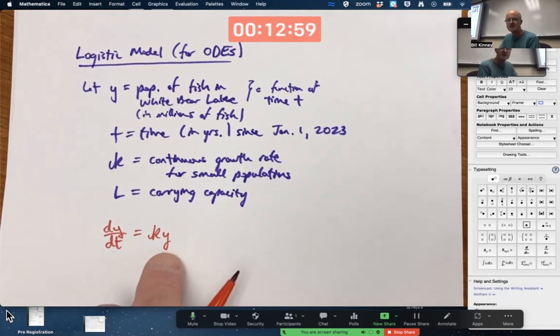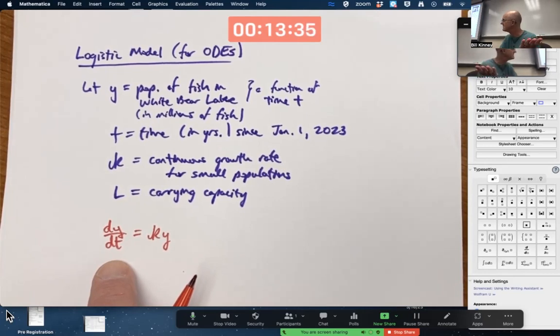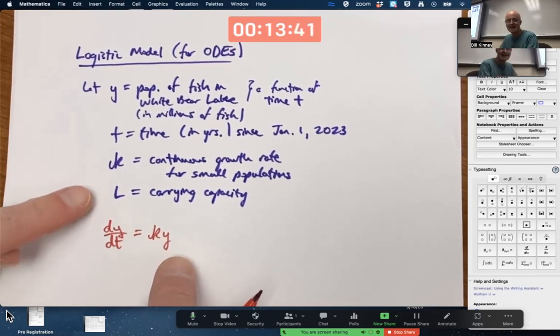I would like to now multiply this by something that is close to 1 when y is small, implying that the growth is close to exponential when y is small. Wouldn't that make sense? But then, as y gets bigger, as the population grows, I want dy/dt to decrease to 0, so that the population levels off, perhaps. So I'd like to multiply also by something that's close to 0 when y is close to L.